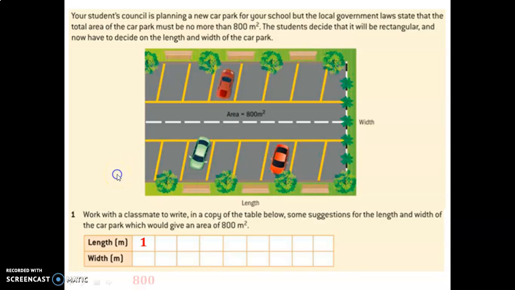Okay, let's check. Here are some options. Length is 1, width is 800. Multiplied, that makes an area of 800. 5 times 160, that also multiplies to make an area of 800. 10 times 80 also makes an area of 800, and so on and so on. Hopefully these match some of the ones you listed. Okay, the point is that any combination of length and width here, you multiply them to make 800.